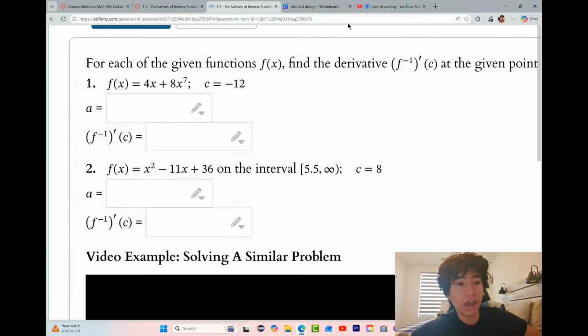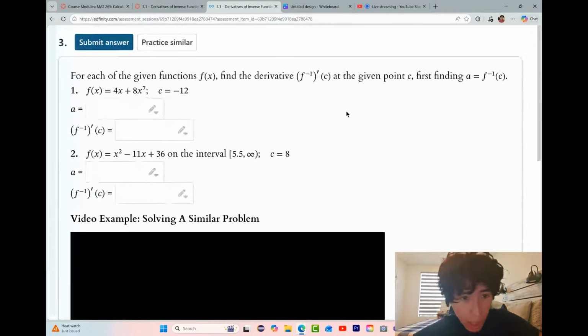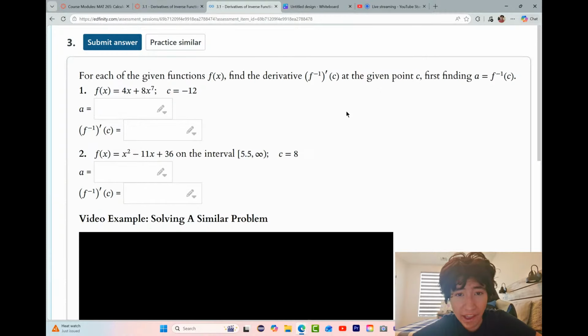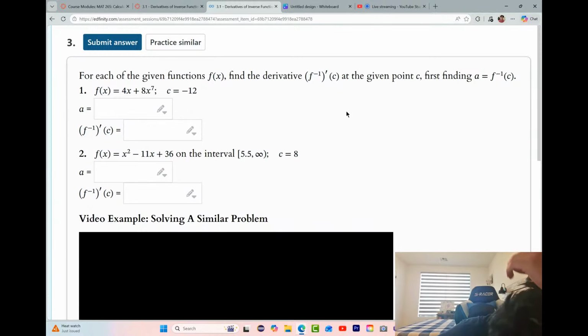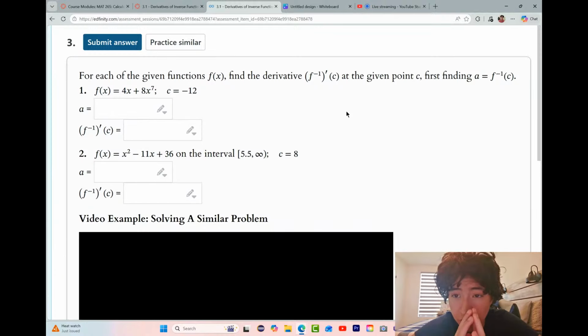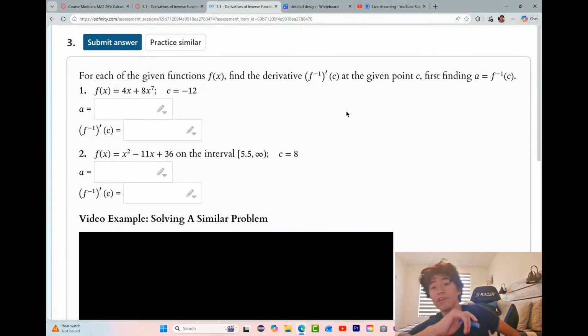So we have: for each of the given functions f of x, find the derivative f inverse prime of c at a given point c. Oh, you're right. We are cooked. No. We got this. First, finding a equals f inverse of c.